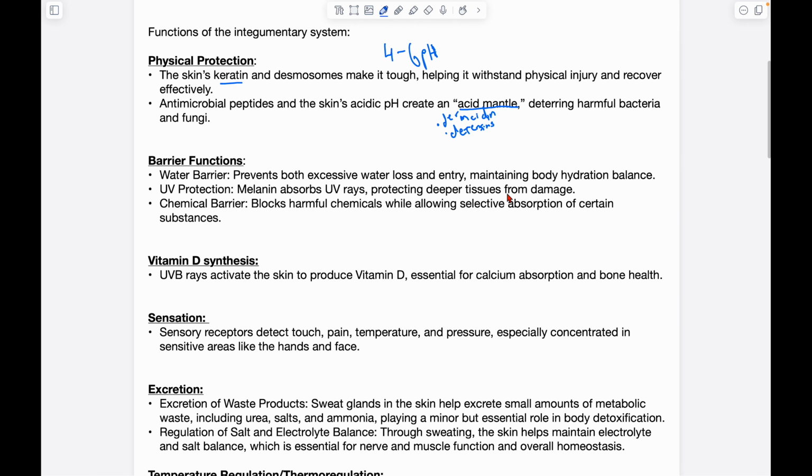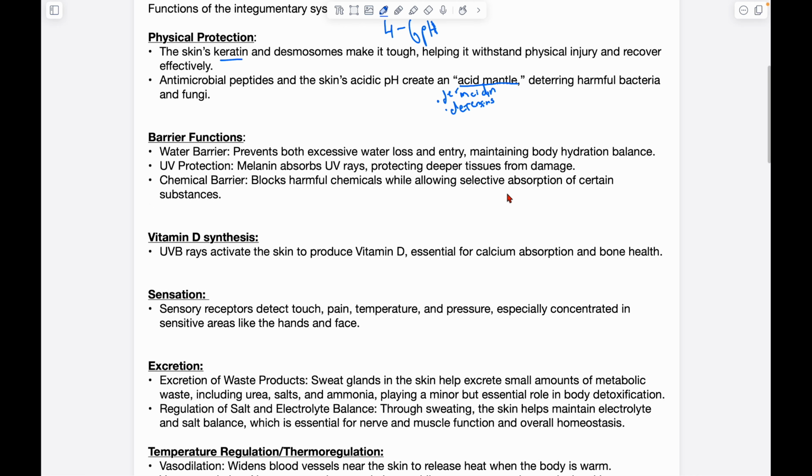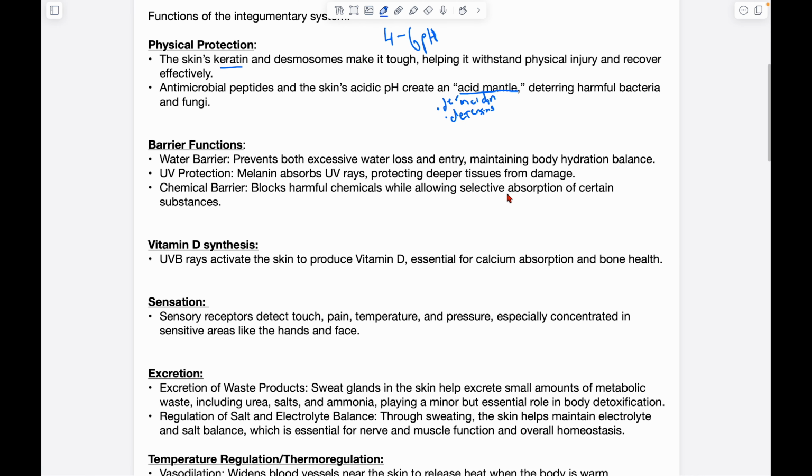All right, moving on, we're going to be discussing the barrier functions of the skin. So there's three main barrier functions. So there's a water barrier, there's UV protection, and there's a chemical barrier. Okay, so starting off with the water barrier, the skin essentially regulates body hydration, which prevents water loss, and this is essential for maintaining homeostasis. And it also prevents excess water from entering the body when submerged in water, such as while swimming.